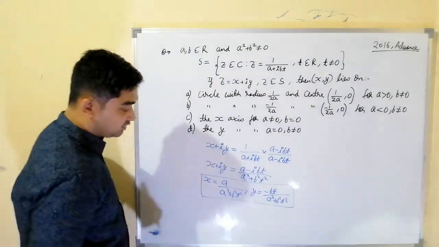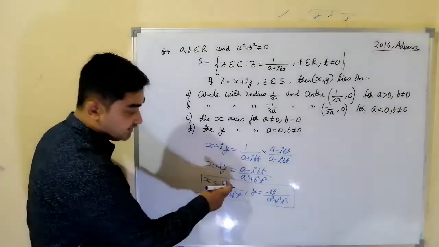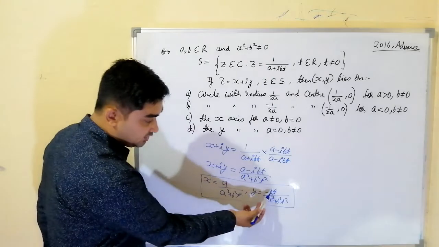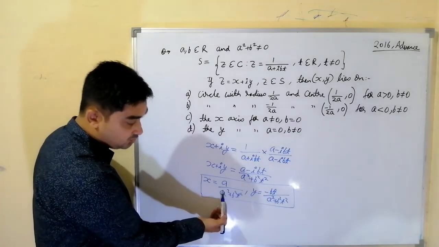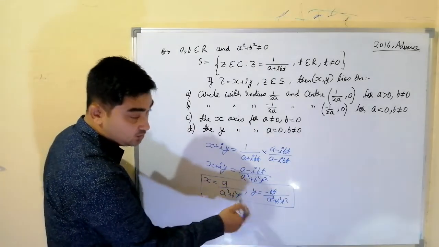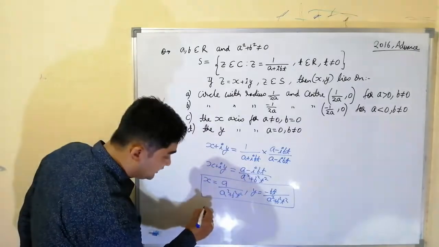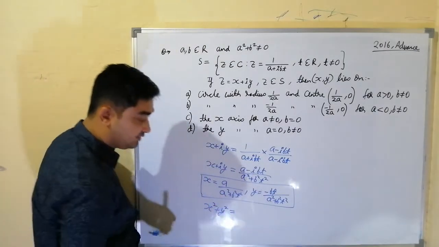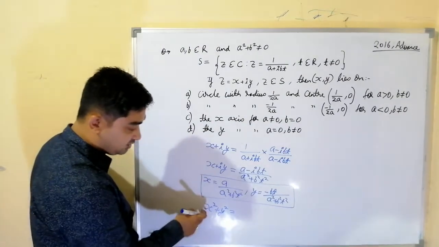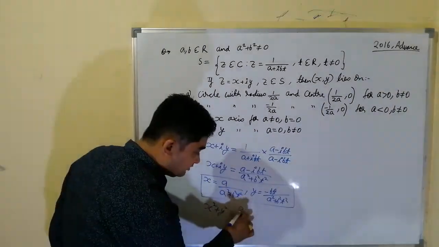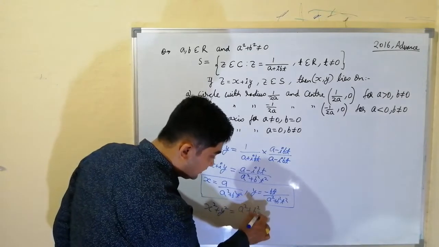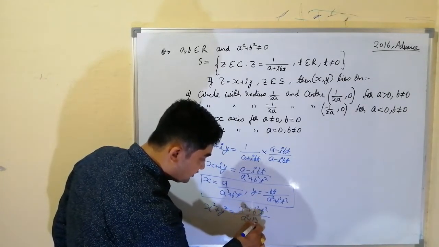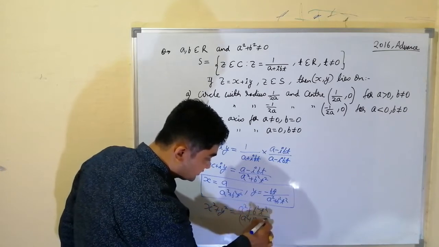Looking at it, what we can do is square and add. After squaring and adding, the numerator will become a square plus b square t square, and the denominator is also a square plus b square t square, whole square. So let us square and add. On squaring and adding, the left hand side will become x square plus y square, and the right hand side will become a square plus b square t square divided by (a square plus b square t square) whole square.